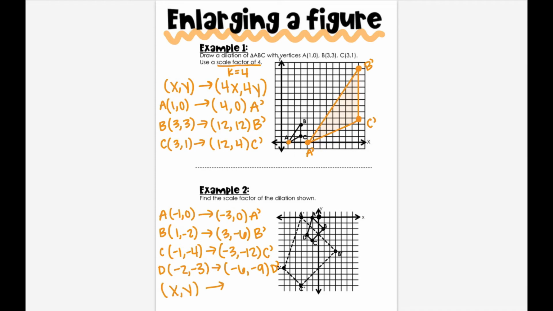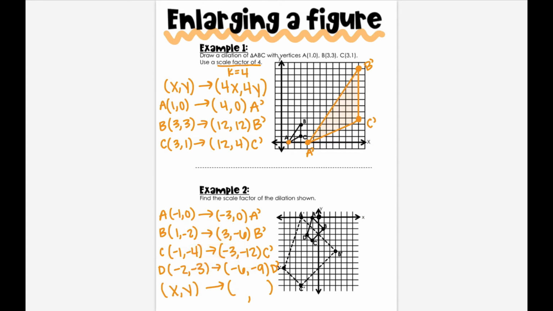So let's look at what happened. Our original x, y coordinates were transformed to be some number times x and some number times y. So we want to look at how to get from one coordinate to the other. To get from -1 to -3, that would be a multiplication by 3. To get from 1 to 3, a multiplication by 3. So for all of these, you can see that for every x coordinate, you're multiplying by 3. The same goes for the y values.